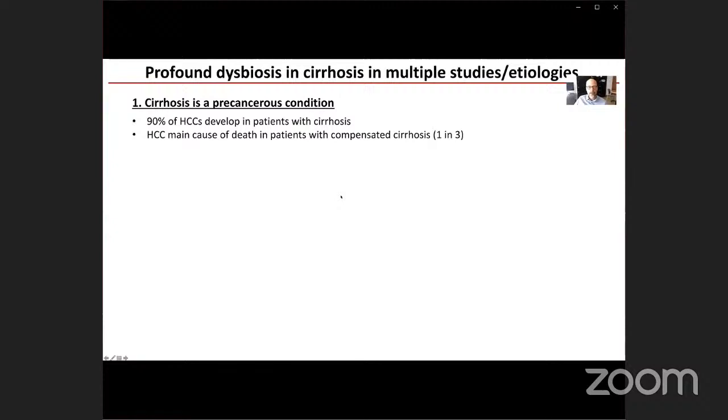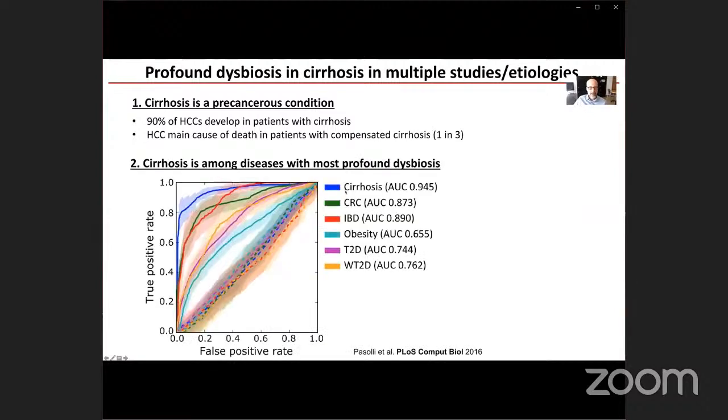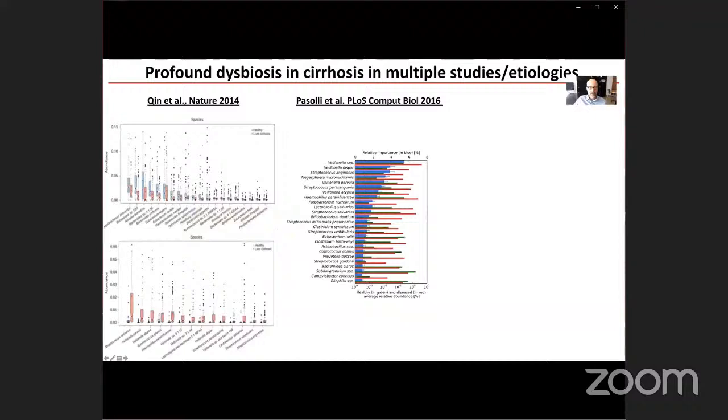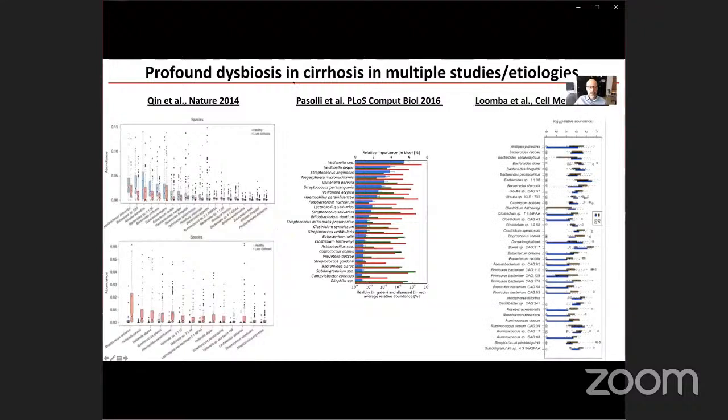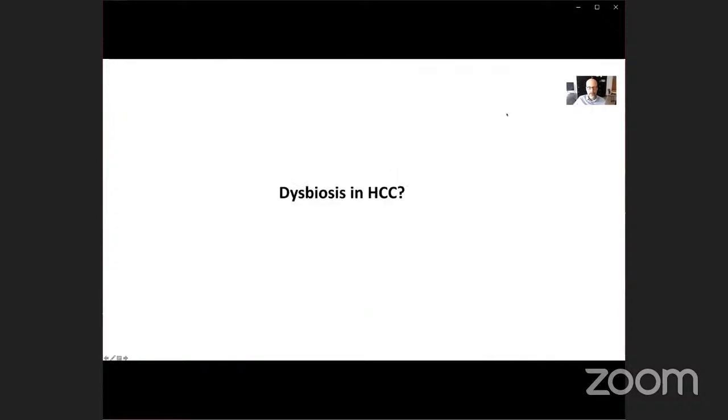There are very strong data showing dysbiosis in cirrhosis, which is a precancerous condition, as 90% of HCCs develop in patients with cirrhosis, and HCC is the main cause of death in patients with compensated cirrhosis. And here is a comparison of cirrhosis with multiple diseases, not of the liver, but other diseases, such as colorectal cancer, inflammatory bowel disease, obesity, and type 2 diabetes, showing the most profound fibrosis in cirrhosis. Multiple studies have shown very strong dysbiosis in cirrhosis, which can also be leveraged as a diagnostic tool.